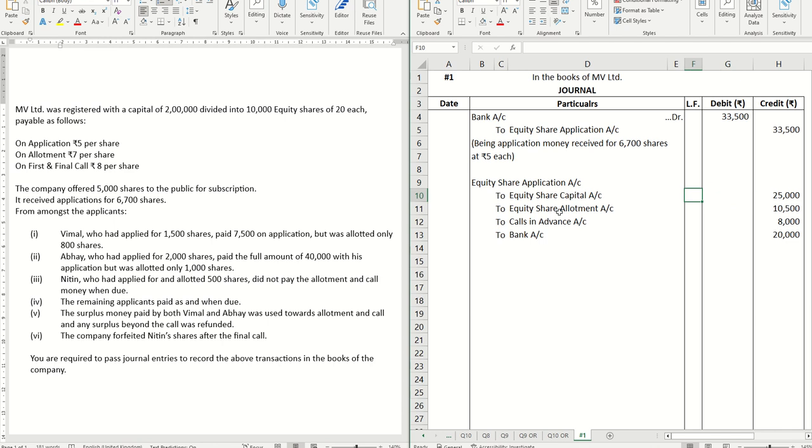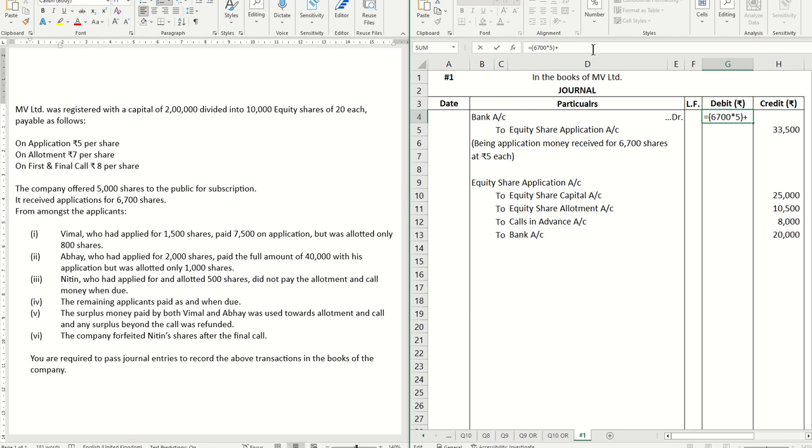All right. So we have to make some changes here. In this case, we have done a simple math of 6700 into 5. However, we have an applicant here who has paid extra 35,000 along with application. We have to consider that as well, right? So we have to find out how much extra has he paid.